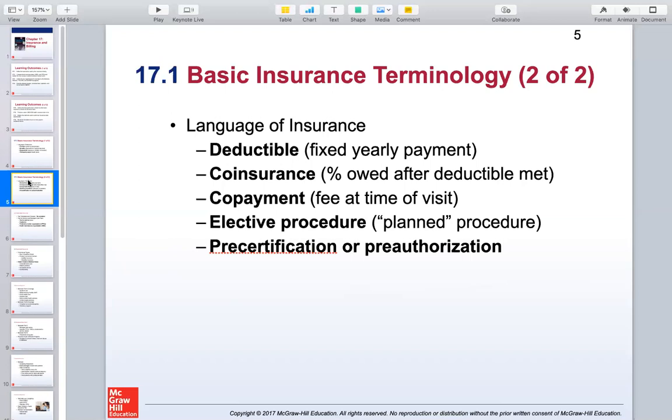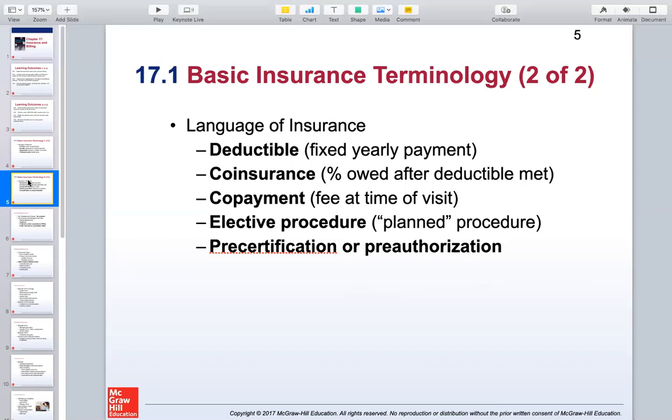And what that means is once the deductible's been met, then the insurance agrees to pay at the 90%, and then the patient's only responsible for the 10%. If it's an 80-20 plan, then the insurance pays the 80% and the patient only has to pay the 20%. And that percentage is based on whatever services are provided.